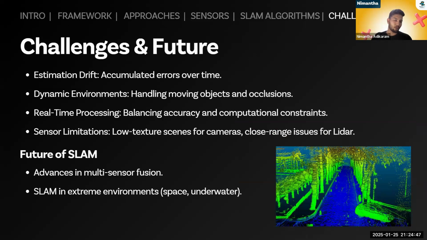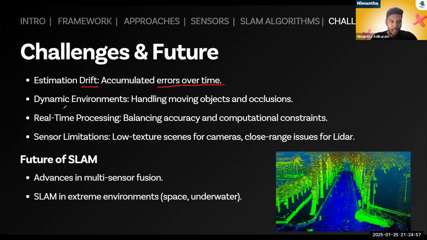Regarding the SLAM overview, we have challenges and the future. As I explained about drift, we will have errors over time. We will also have dynamic environments, like in autonomous vehicles, where pedestrians are walking here and there. Event cameras play an important role there, so search about event cameras on YouTube as well. Real-time processing is another challenge, balancing accuracy and computational constraints.